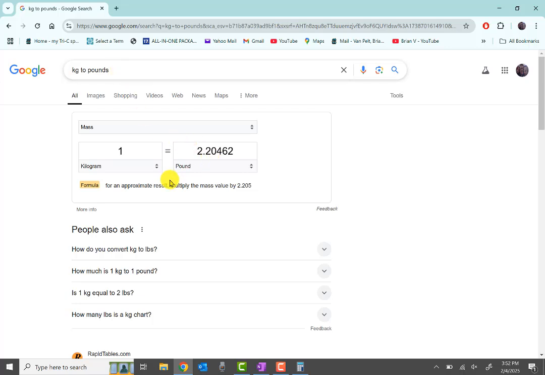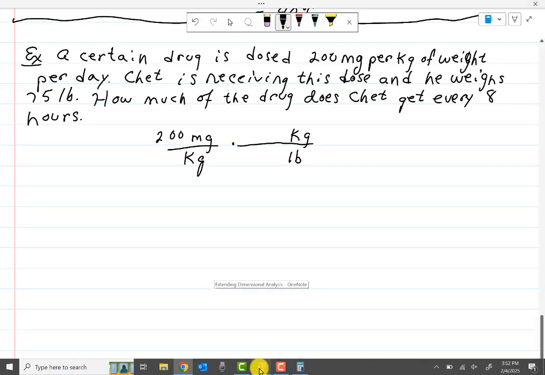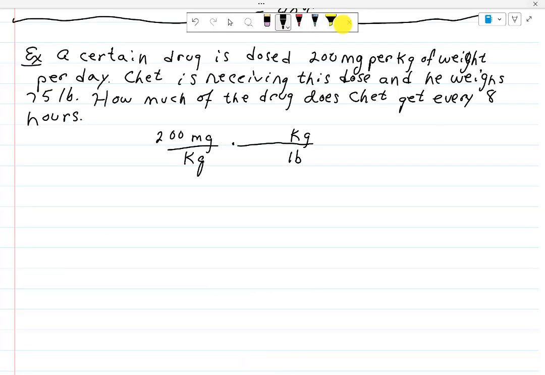So 1 kg is 2.20462 lb. I want the lb to be on the bottom, so I'll put 2.20462 down there and put a 1 up there. This way the kilograms will disappear. Let's do that computation.